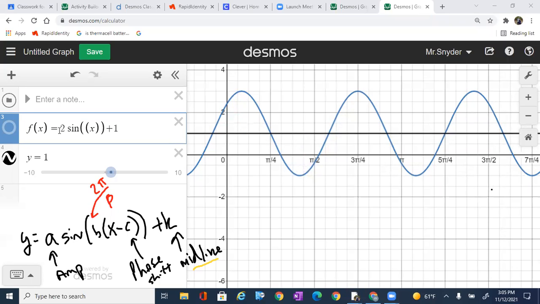Now what we are going to do is the trickiest part. Well, one of the trickiest parts, and that is find the b value. Well, how do we do the b value? First thing we have to do is determine what the period is.